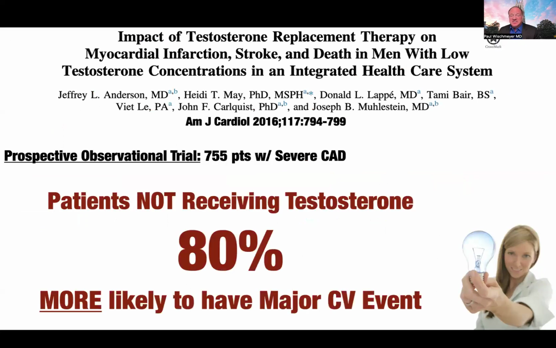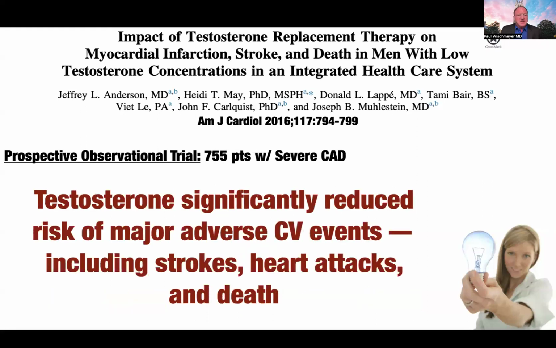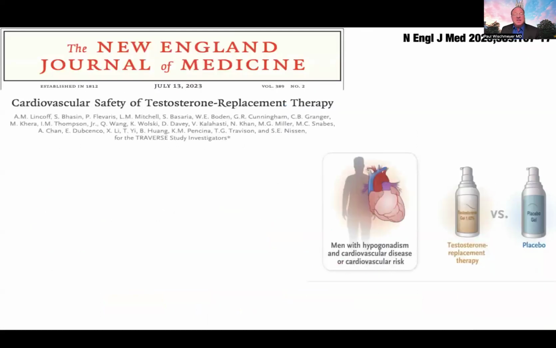Patients not receiving testosterone who had testosterone deficiency were 80% more likely to have another major cardiovascular event. So again, if you have heart disease, you definitely should get this measured and repleted. So again, this is many of our patients, and they're very deficient. And so we're increasing their risks 80% if we don't help them and replete it. So testosterone significantly reduced risk of major adverse events, including stroke, heart attack, and death.